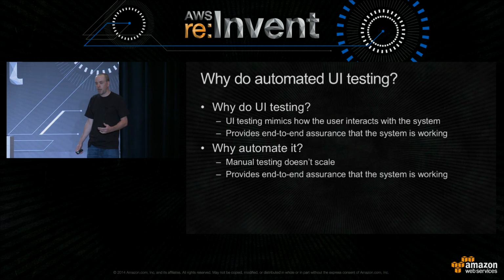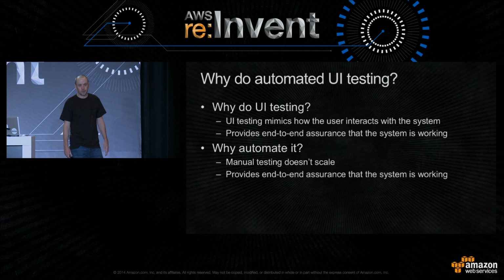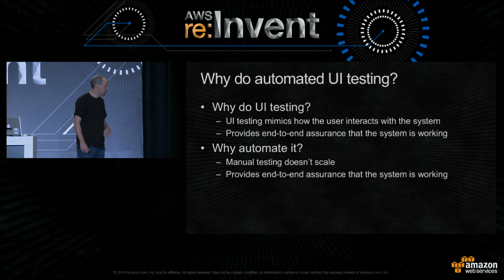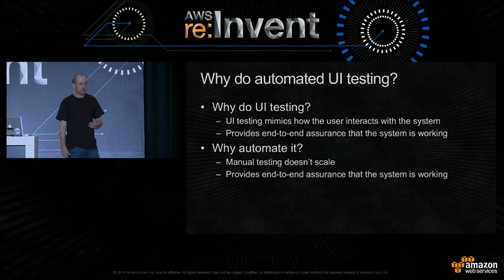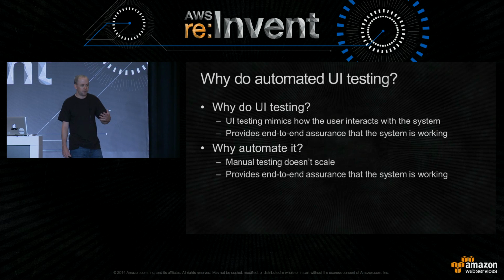So then why do we automate it? The main reason is that manual testing doesn't scale. At Amazon Local, we have 200,000 lines of code. We're deploying those 200,000 lines of code about once every 3 weeks. And that's continuing to grow as we're adding on features. How can we handle that scale if we're continuing to add features?